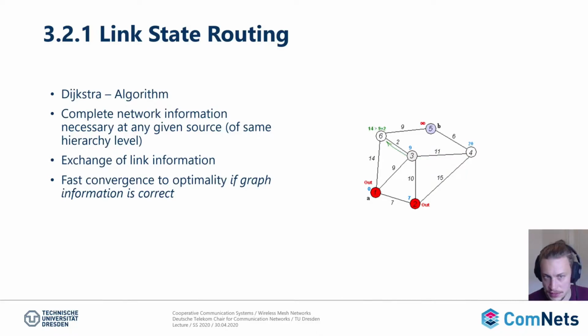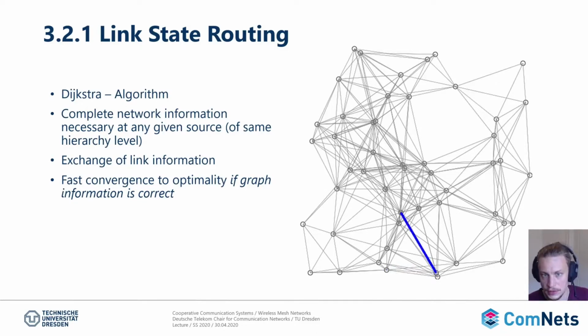This ensures that the algorithm converges fast to finding the optimal path, but only if the link information that it received is correct. So if you imagine a bigger network where the links are also changing over time, for example wireless links, especially if the nodes are moving, then by the time the information has arrived at the source node, it might be outdated. So even if the algorithm itself converges fast, the input parameters might be wrong.